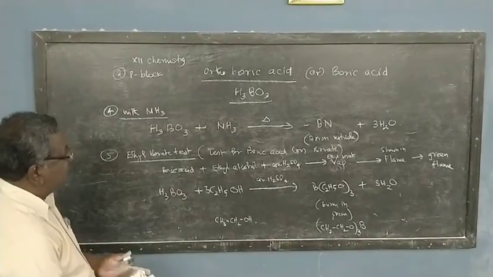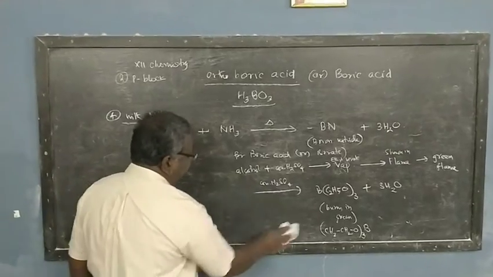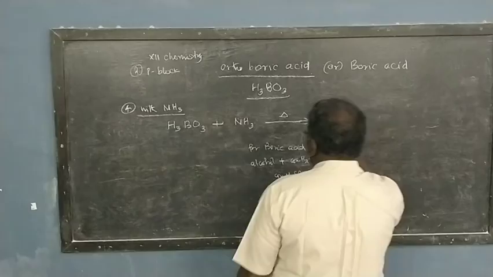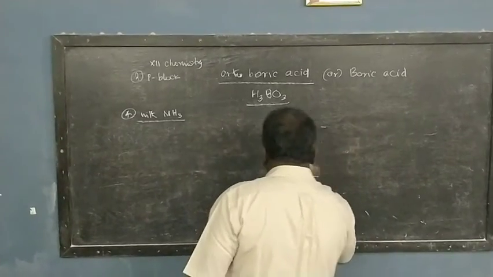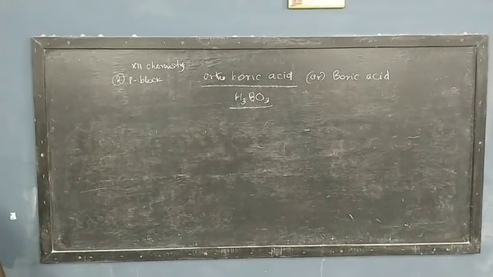So this is the next two properties. So we got two more properties. So we got the last two properties.